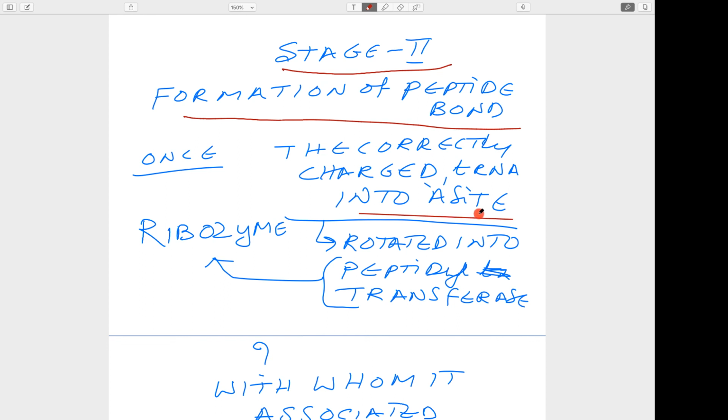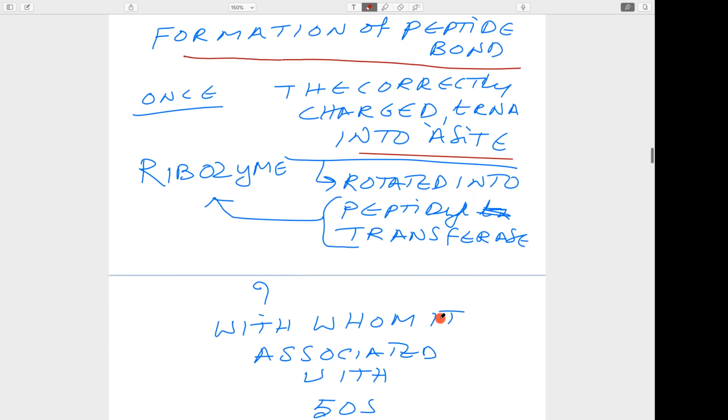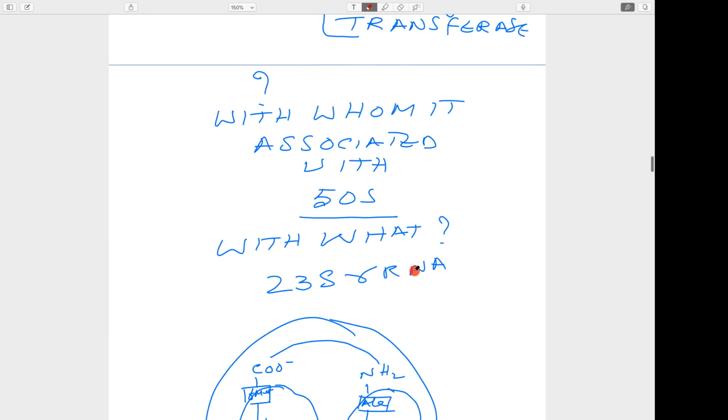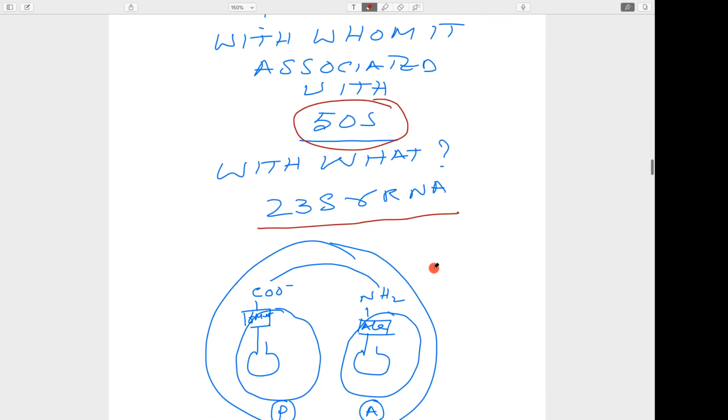Okay, correctly charged transfer RNA. Once the correctly charged transfer RNA is put into the A site, it is rotated into the peptidyl transferase. The peptidyl transferase is a ribozyme, an RNA enzyme. It is associated with the 50S ribosome, more specifically with the 23S ribosomal RNA.